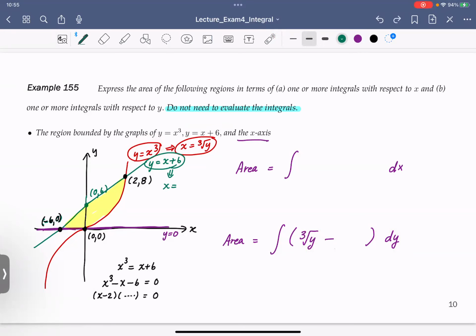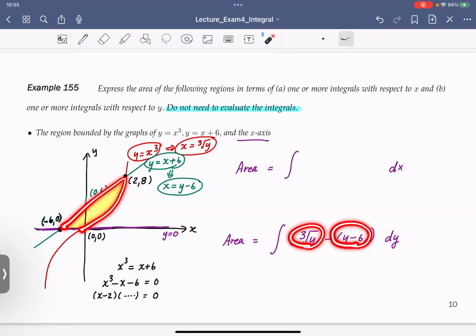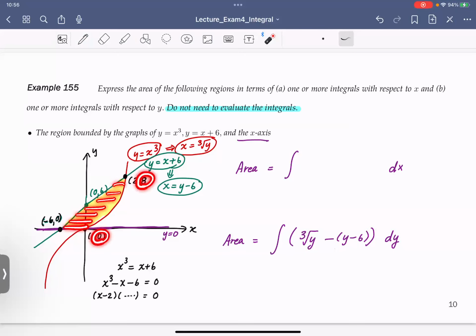If I did it wrong, you can type it in the chat. Y minus 6, okay, sorry. This is y minus 6, so I'm going to put the y minus 6 in there. All right, make sense? So this is the one on the right hand side, and this one on the left hand side. And then y is going to go from 0 to 8.